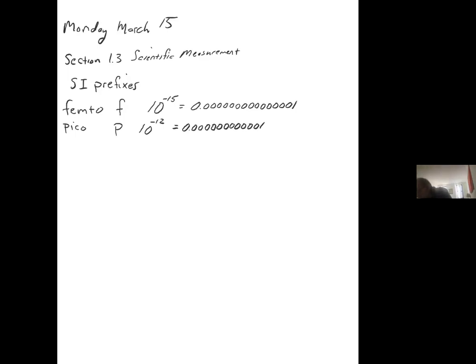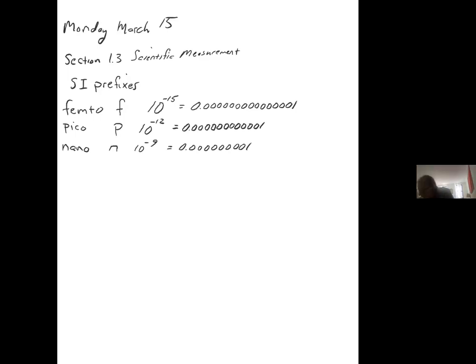Then we have nano. This one's even more common. You'll see this a lot in chemistry 11. Lowercase n, 10 to the negative 9. So that's 8 zeros. 1, 2, 3, 4, 5, 6, 7, 8, and then a 1.